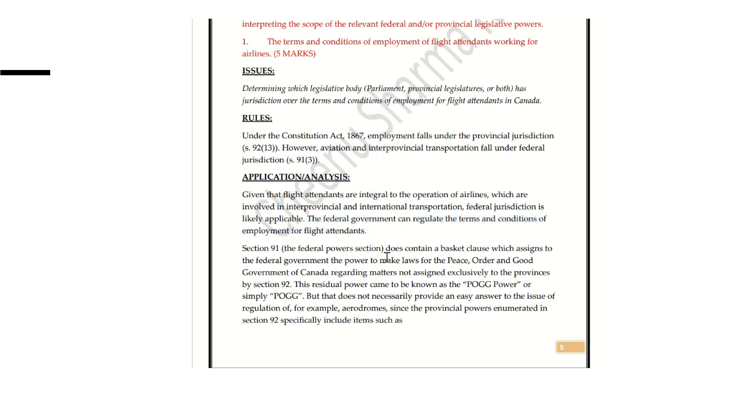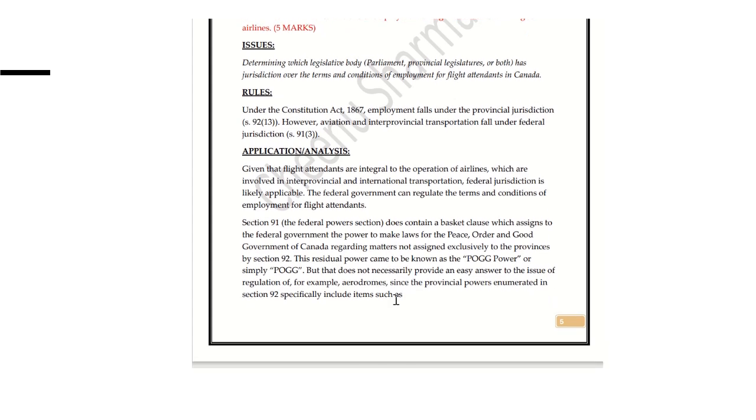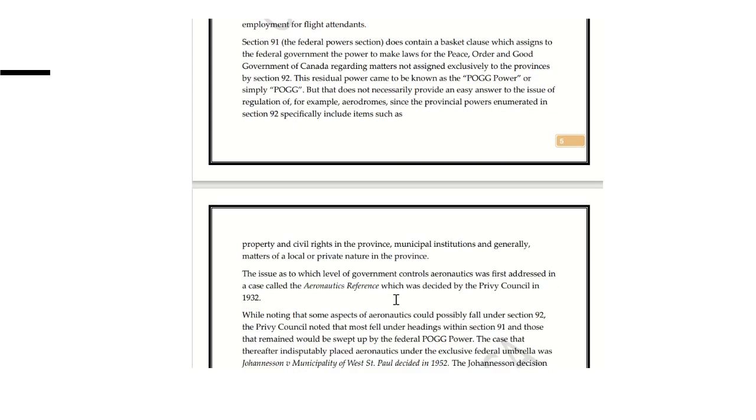Section 91, the federal power section, does contain a basket clause. So in this basket clause, we have peace, order and good government. So whatever matter is not assigned exclusively to provinces, we bring that matter under section 91 POGG, under the federal part. But that does not necessarily provide an easy answer to the issue of regulation, because the provincial power enumerated in section 92 specifically includes items such as property and civil rights, municipal institutions, and generally matters of a local and private nature. So this is also a basket clause.